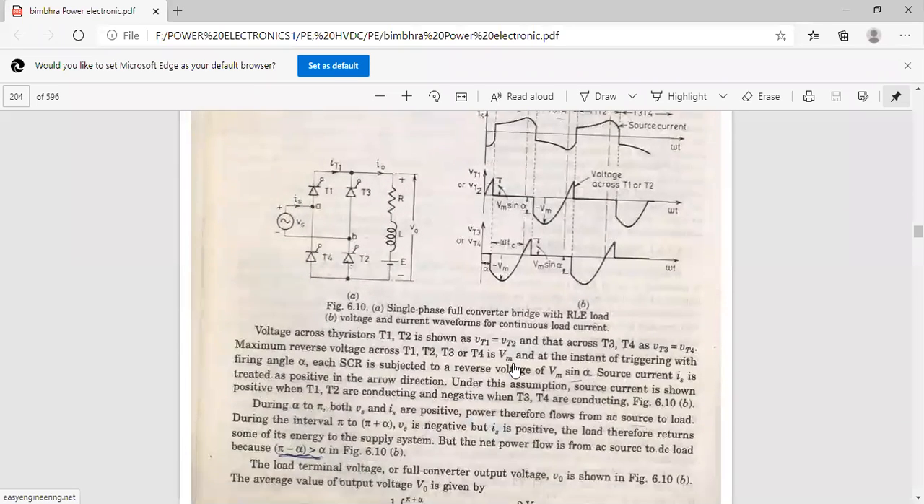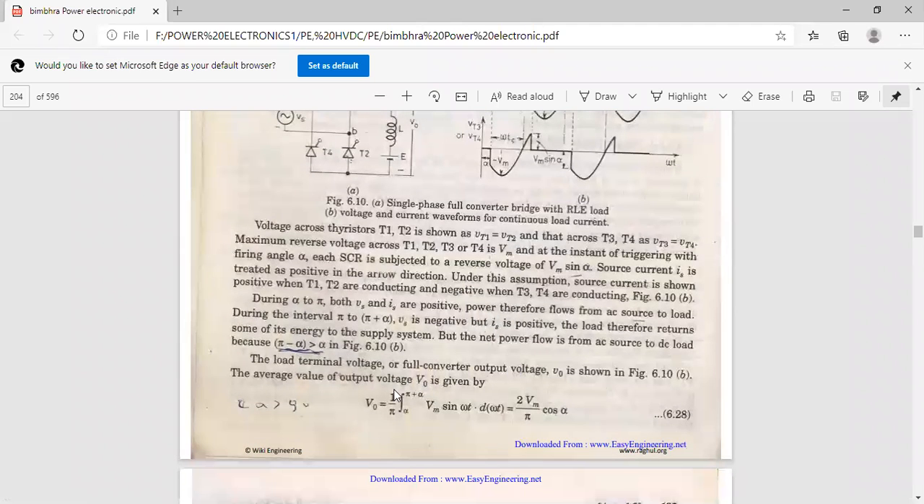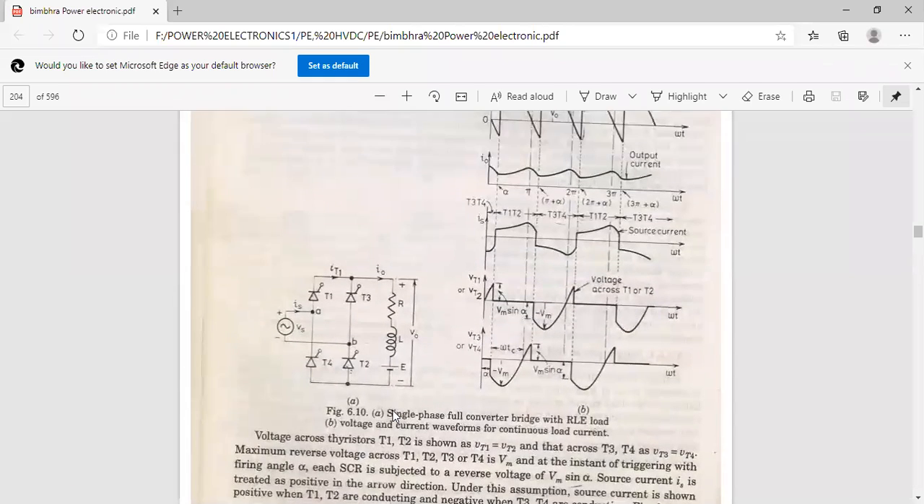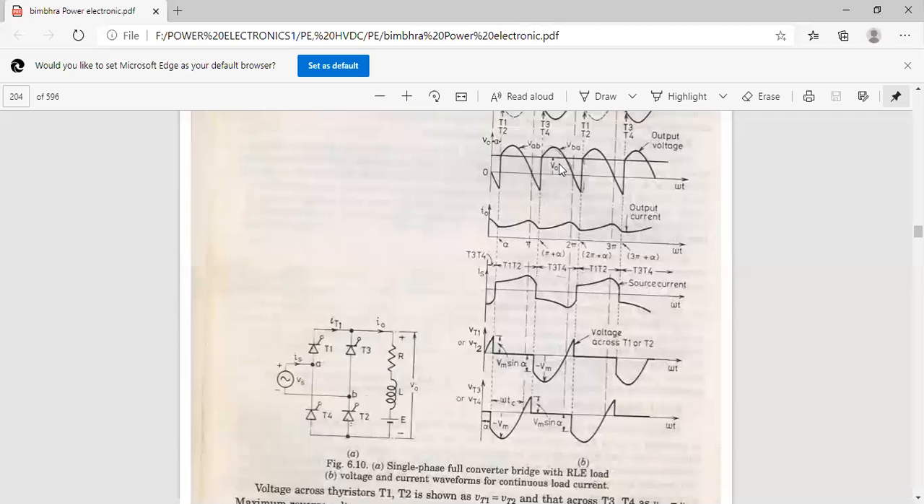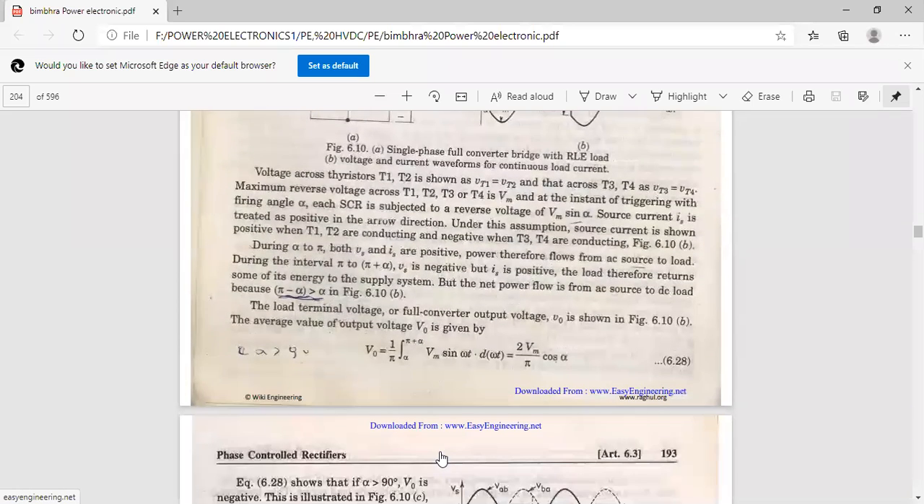Now what is the formula for average output voltage? You see here, V0 is equal to 1 by 2 pi. Actually it is 1 by 2 pi. Why I am taking 1 by pi: two symmetric cycles are there here. 2 into 1 by 2 pi. What is the value of 2 into 1 by 2 pi? It is 1 by pi only.